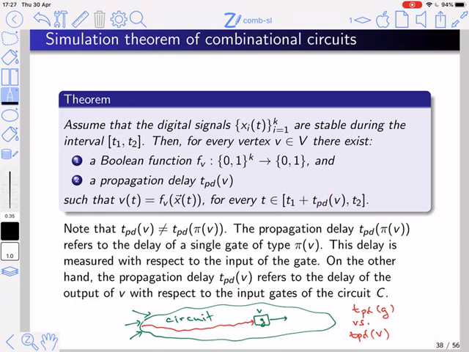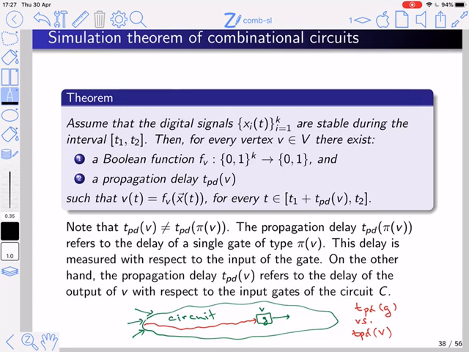It is important to make a distinction between the propagation delay of a vertex v in a circuit and the propagation delay of the gate which appears in that vertex. So consider, for example, a combinational circuit with inputs, and I'm looking now at a specific gate in this circuit which is modeled by this vertex called v. So I have a specific gate here, G, for example, an AND gate, and I want to make a distinction between the propagation delay of the AND gate and the propagation delay of the vertex V.